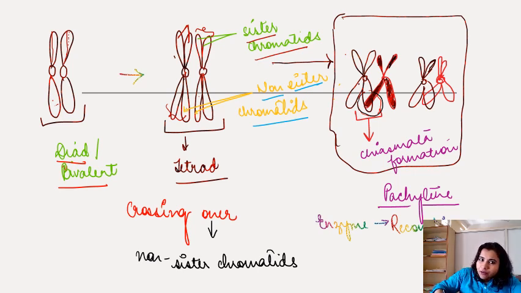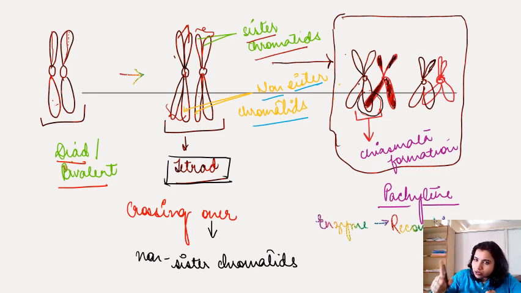Here you can see there are four arms, right? As each chromosome has four arms, we call this structure tetrad. We call this structure what? Tetrad. And there is a crossing over between the non-sister chromatids. So this is the crossing over.